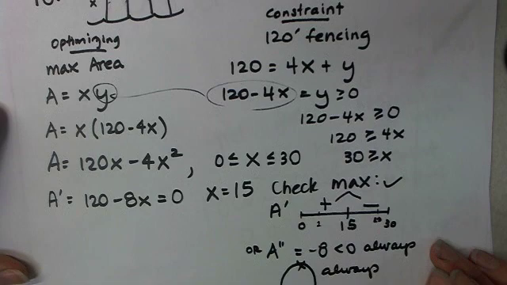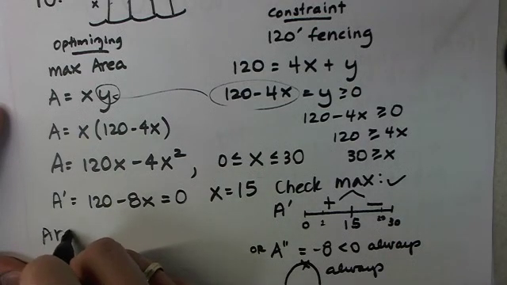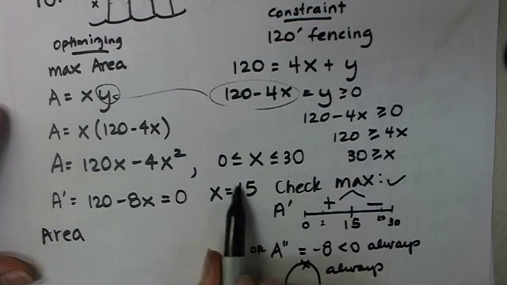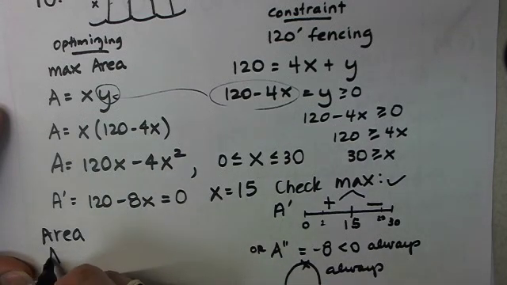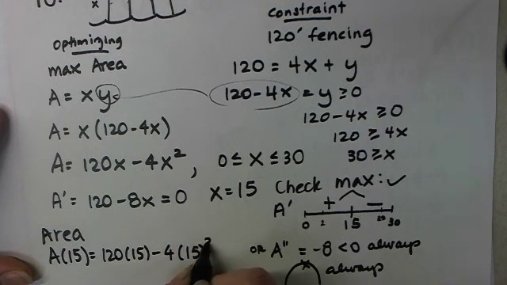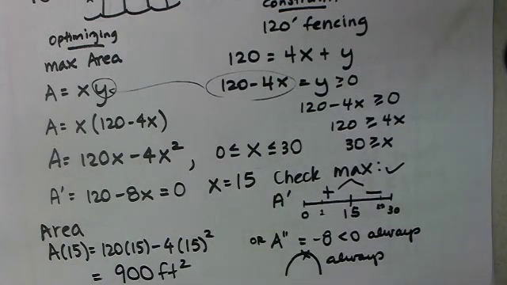All right, and then the last step is to make sure that we actually answer the question that's been asked. So it says, what is the most land that he can enclose? So we're actually being asked for the area. Well, the max area happens when x is 15, so take 15 and plug it back into the area function. Find A of 15. So that's 120 times 15 minus 4 times 15 squared, and that gives us 900. The units of area, square feet. Most he can enclose with 120 feet of fence is 900 square feet.